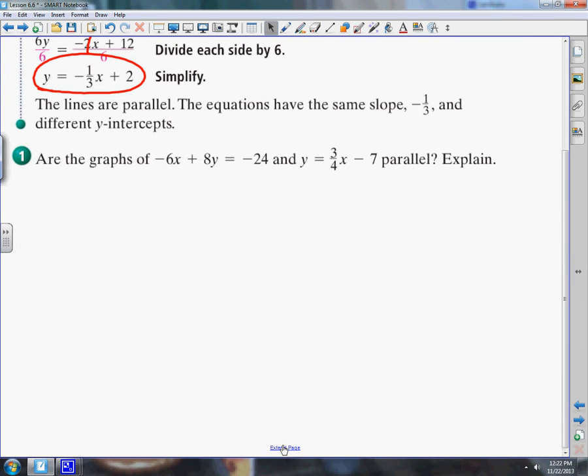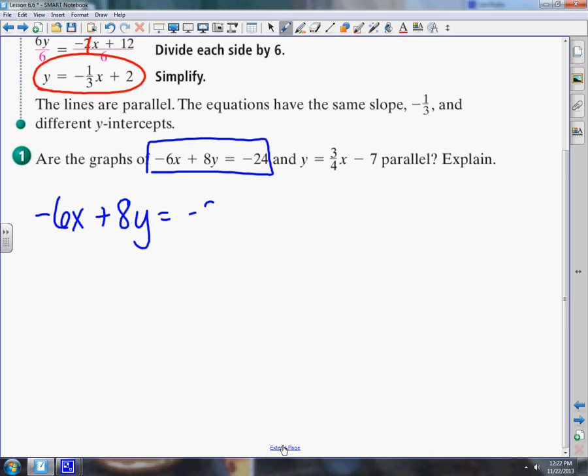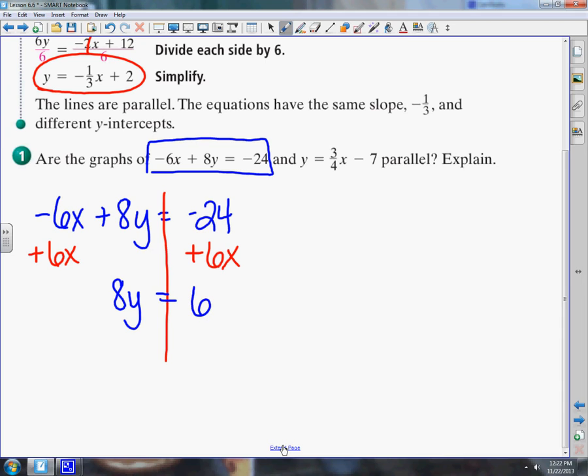So now try this on your own. Are these two lines parallel? Okay, so I have my first equation, so I'm going to just work with this one. -6x plus 8y equals -24. I want to get y by itself, so I'm going to add 6x to both sides. Well, I can't add a 24 and a 6x because they're two completely different things. So I'm just going to rewrite it, 6x minus 24.